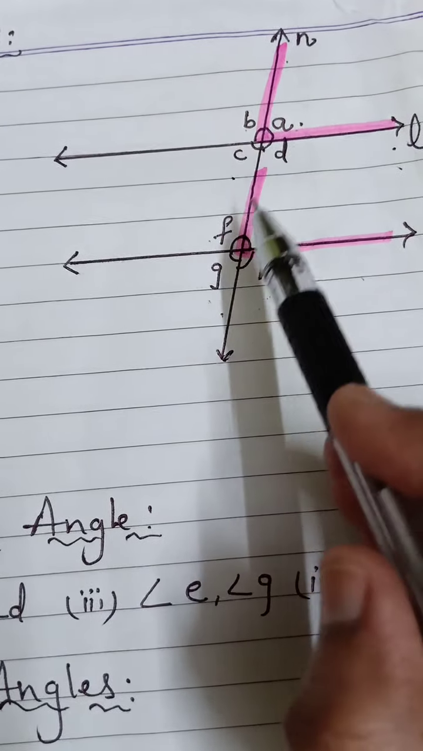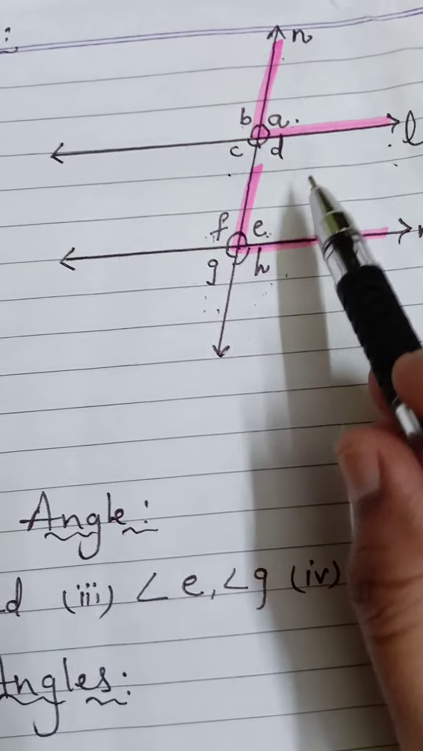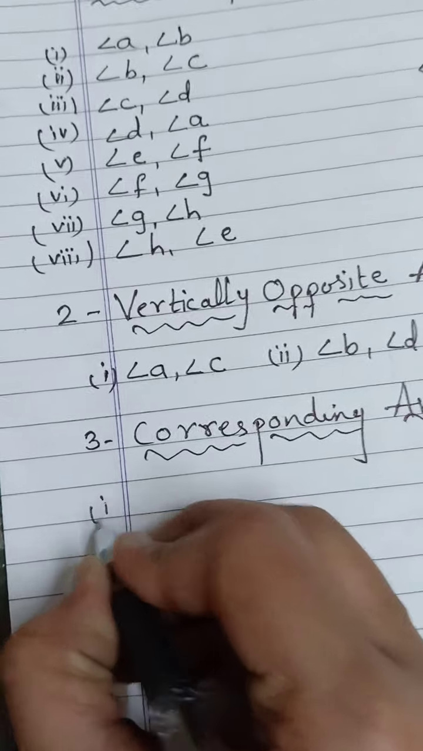Then angle B corresponds to angle F. Then angle C corresponds to angle G. And angle D corresponds to angle H. So like that we have got the pairs for corresponding angles.